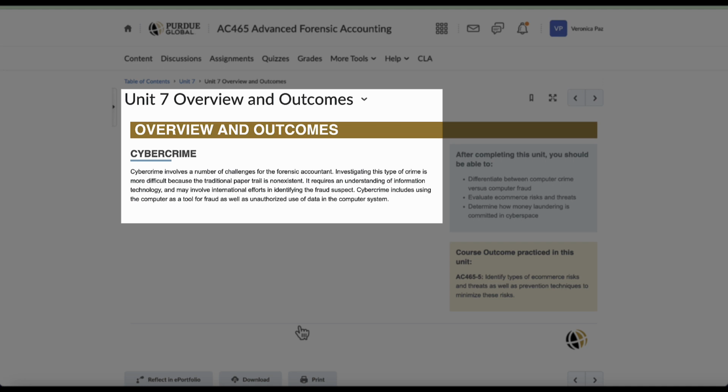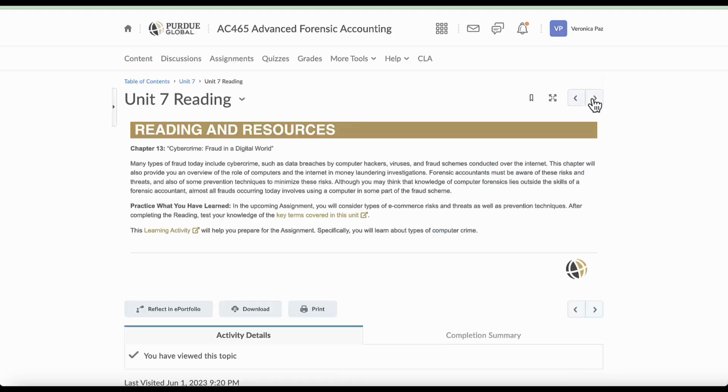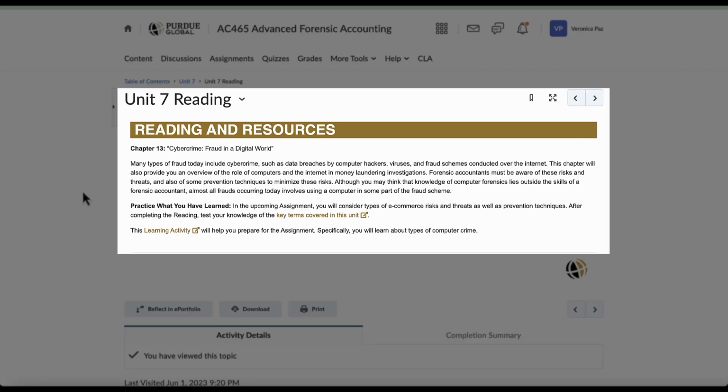Cybercrime involves using the computer as a tool for fraud, as well as unauthorized use of data in a computer system. As we progress, we're going to read Chapter 13, Cybercrime, Fraud in a Digital World. So many types of fraud today include cybercrime, such as data breaches by computer hackers, viruses, and fraud schemes that are conducted over the internet.